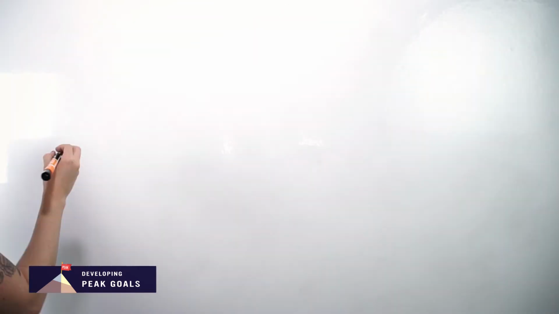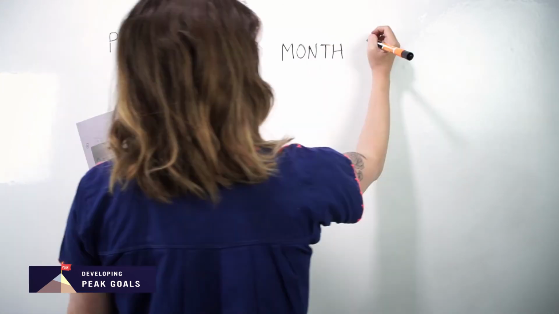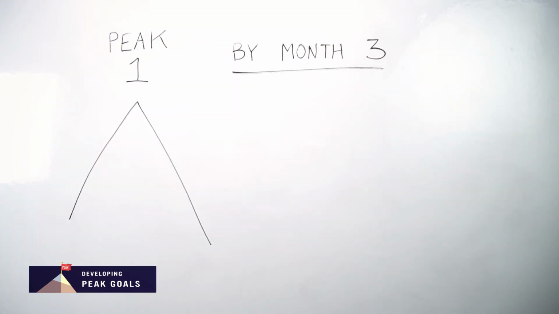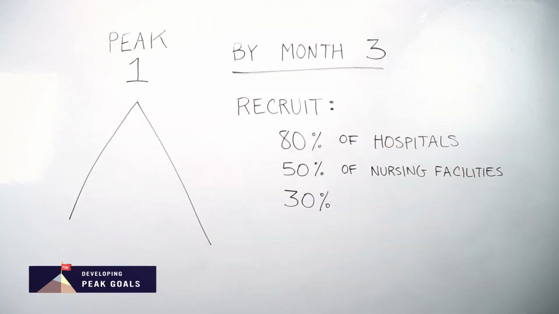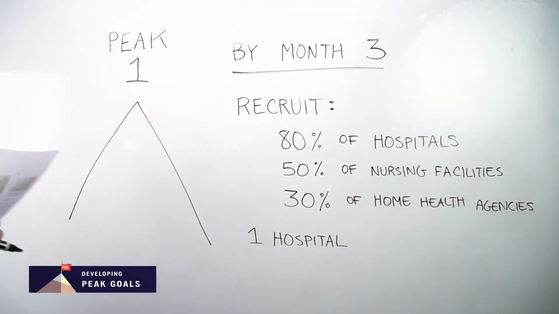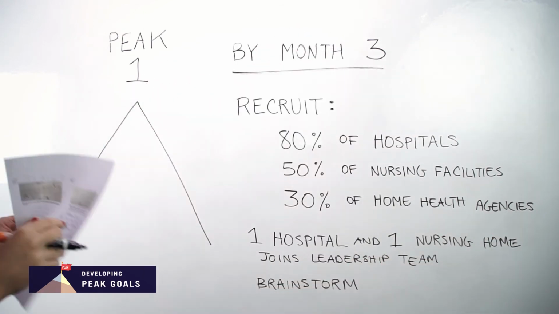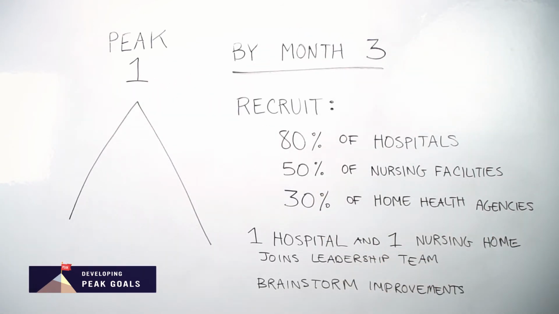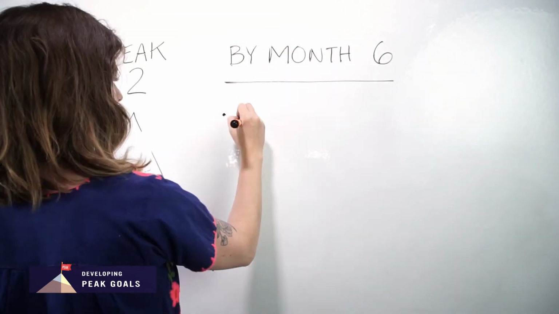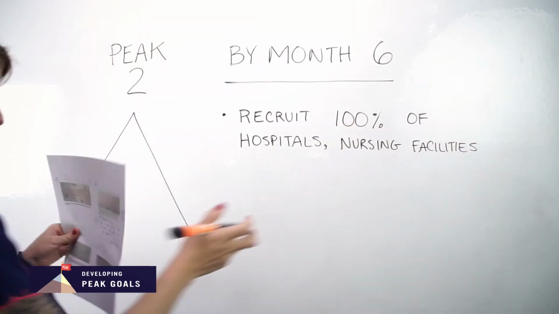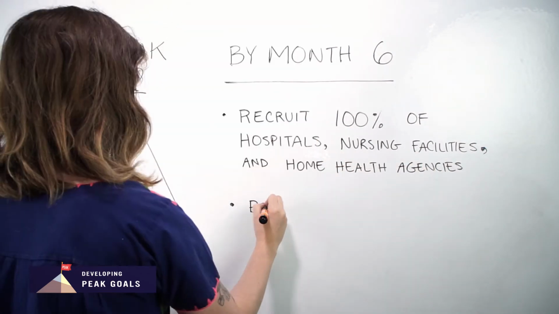Now let's take a closer look. Your peak goals might look something like this. For peak 1, let's say you want to recruit 80% of hospitals, 50% of nursing facilities, and 30% of home health agencies by month 3. Include other goals you'd like to reach by month 3. Peak 2 goals could look like this. By month 6, recruit 100% of the hospitals, nursing facilities, and home health agencies.